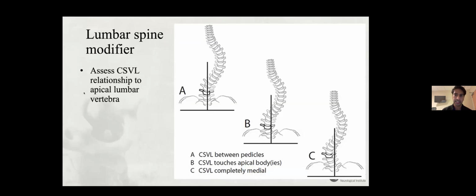So finally, I'll just discuss the lumbar spine modifier. That's also part of the Lenke criteria. It's pretty straightforward. You draw the CSVL, the line that bisects the sacrum, and then you look at the lumbar apical vertebra. So that's the lumbar vertebra furthest away from the line. And you look at, does the line go in between the two pedicles? Does it touch one of the pedicles? Or is it completely medial to both of the pedicles? And that tells you what type of modifier that spine gets.